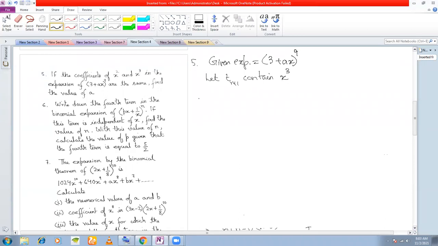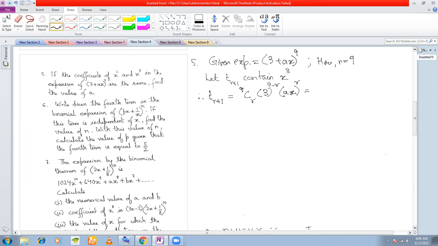Let T(r+1) contain x cube. So therefore, what is T(r+1)? So clearly here n is equal to how much? n is equal to 9, right? So T(r+1) would be 9Cr. a here is 3 to the power of 9 minus r, and x here is ax to the power of r.